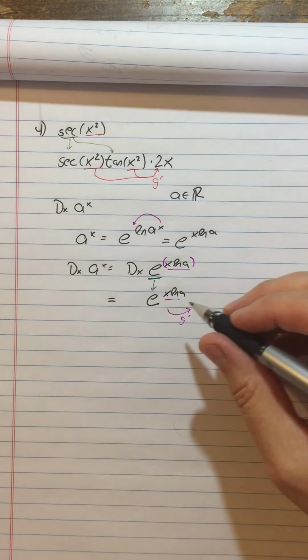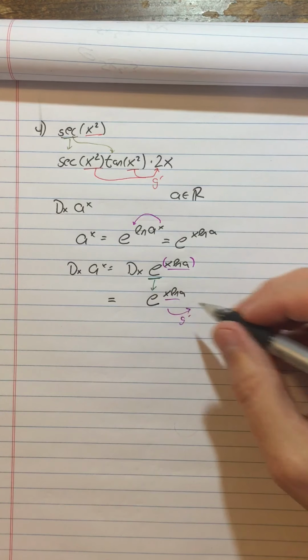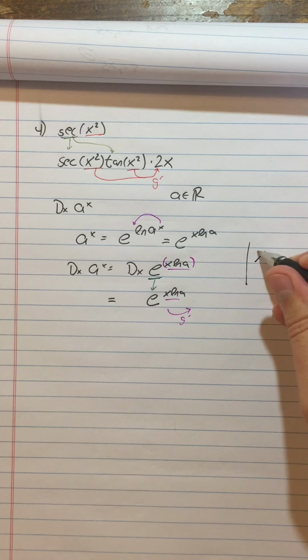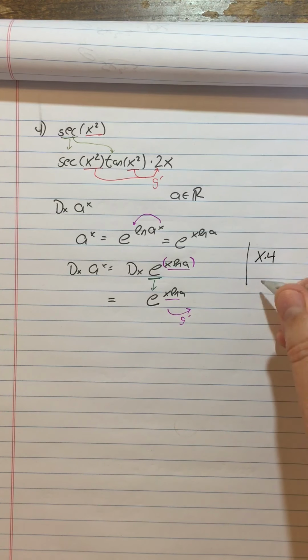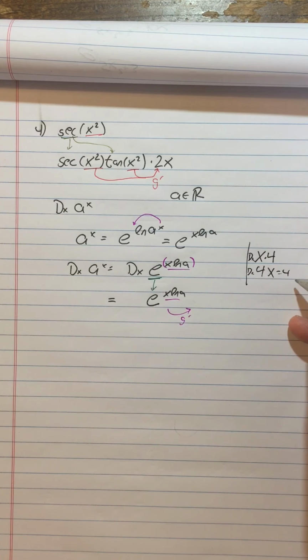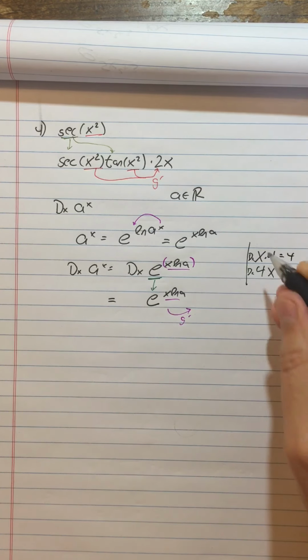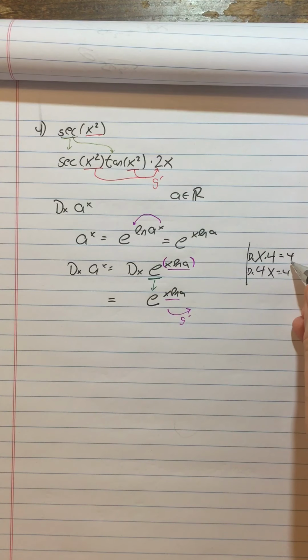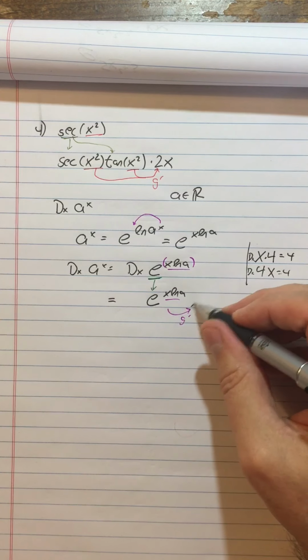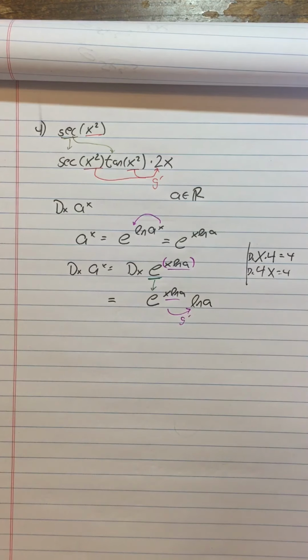Okay. Remember that ln of a is just a constant, okay? By analogy, what would be the derivative of x times 4? Well, x times 4 is just 4x. So the derivative of that would just be 4. All right? The derivative of x times a constant is just the constant. This is x times a constant. So the derivative of x ln a is just ln a. Remember, ln a is not a function. It's a constant. All right?